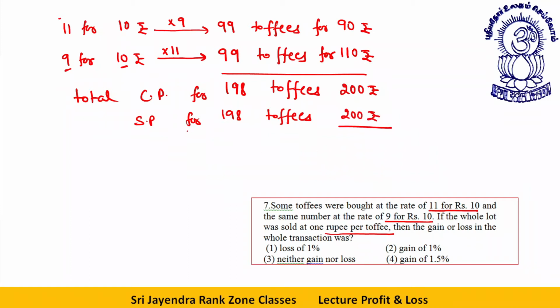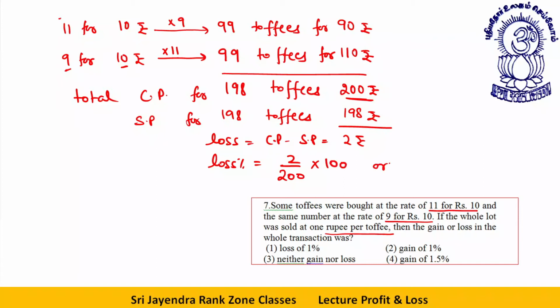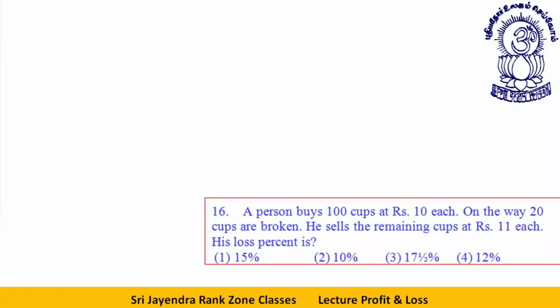Okay. I can say there's a loss. What is loss? CP minus SP, that is 2 rupees. What is the loss percent? 2 upon what is the CP? CP is 200 rupees. Okay. Or 1% is the loss. I'm sure it must be clear to all of you. Let's take the next one.